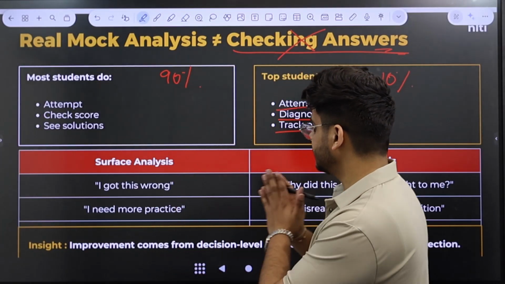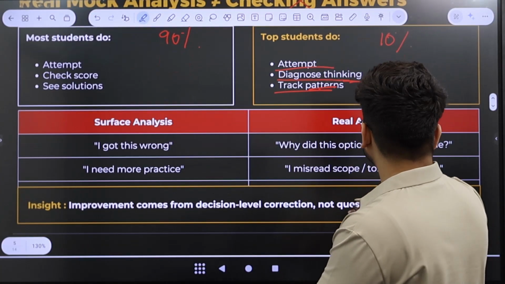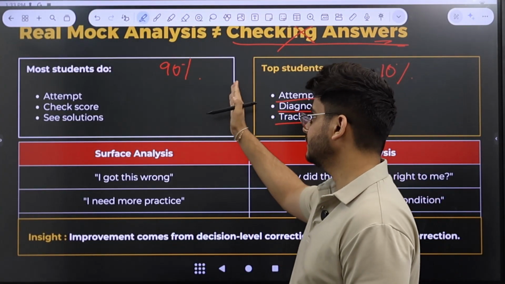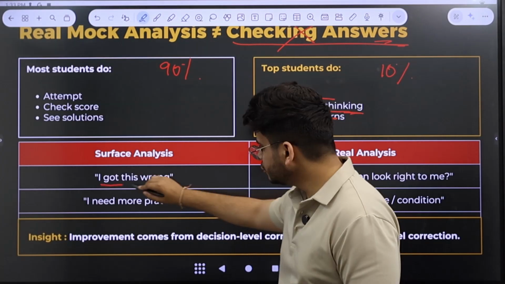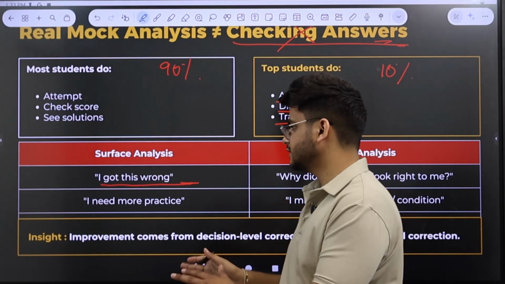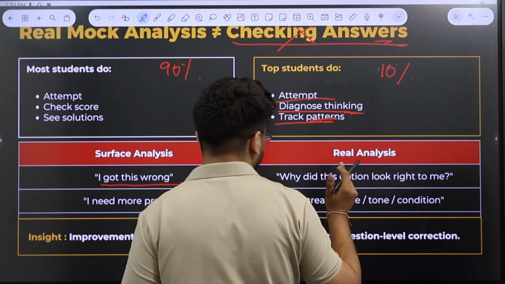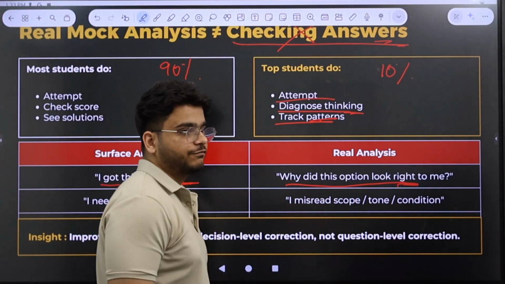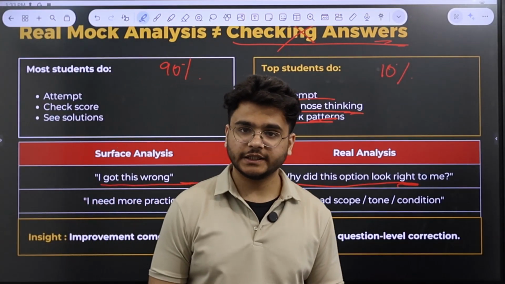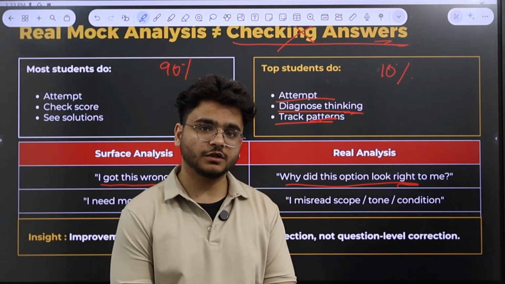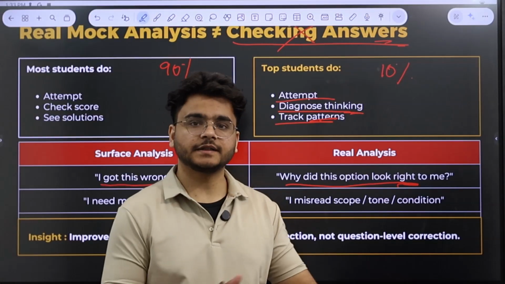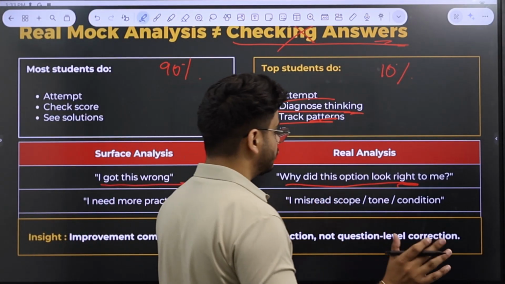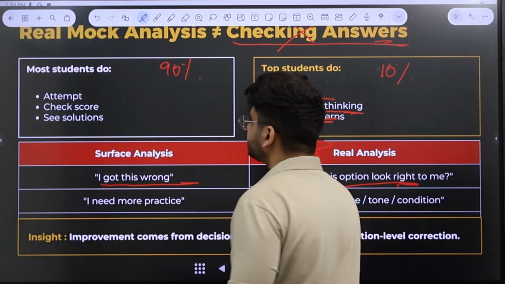So let's understand this with an example, a surface analysis which 90% of the students do. They just go through the mock analysis and then they just say, I got this wrong. But the real analysis is: why did this option look right to me? Was it lack of proper knowledge? Was it a conceptual problem? Or was the option a narrow option or a broader option? So why did this option look right to me? That is the real analysis.